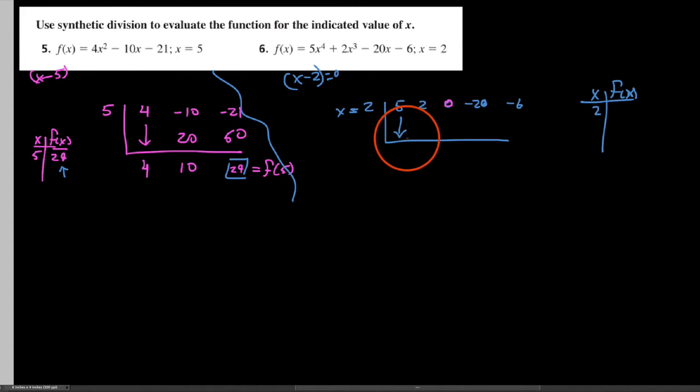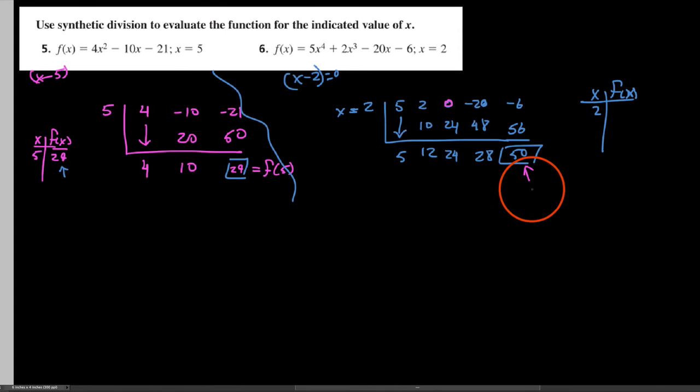So we'll run through this a little bit more quickly here. 2 times 5 is 10, plus 2 is 12. Times 2 is 24, plus 0 is itself. Times 2 is 48. 48 plus a negative 20 is the same as 48 minus 20, so 28. And then 2 times 28 is 56, so adding these together here, I get a remainder of 50. But not only do I know that my remainder is 50, I also know that this is my f of 2 value. So we say when x is 2, y is 50. So that's how synthetic substitution works.